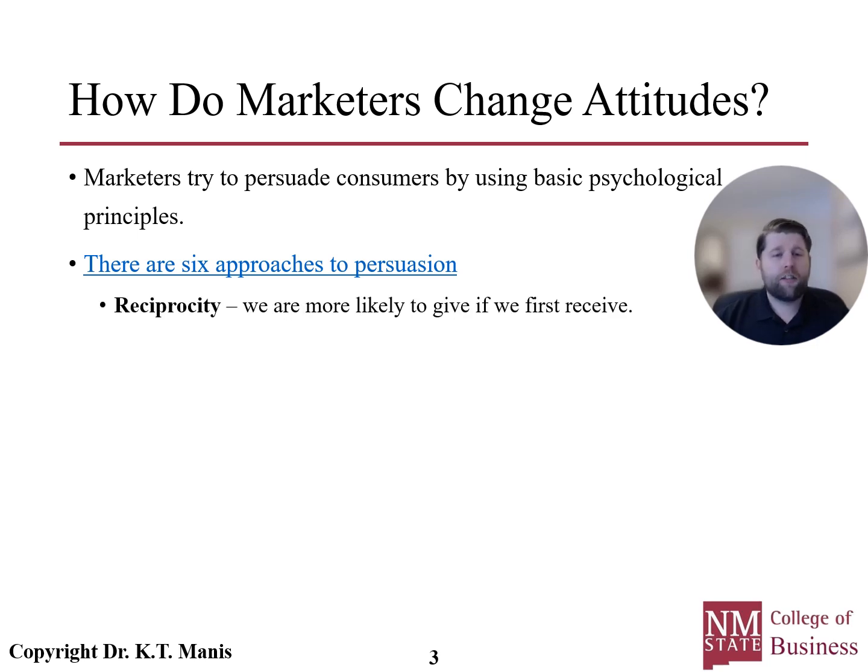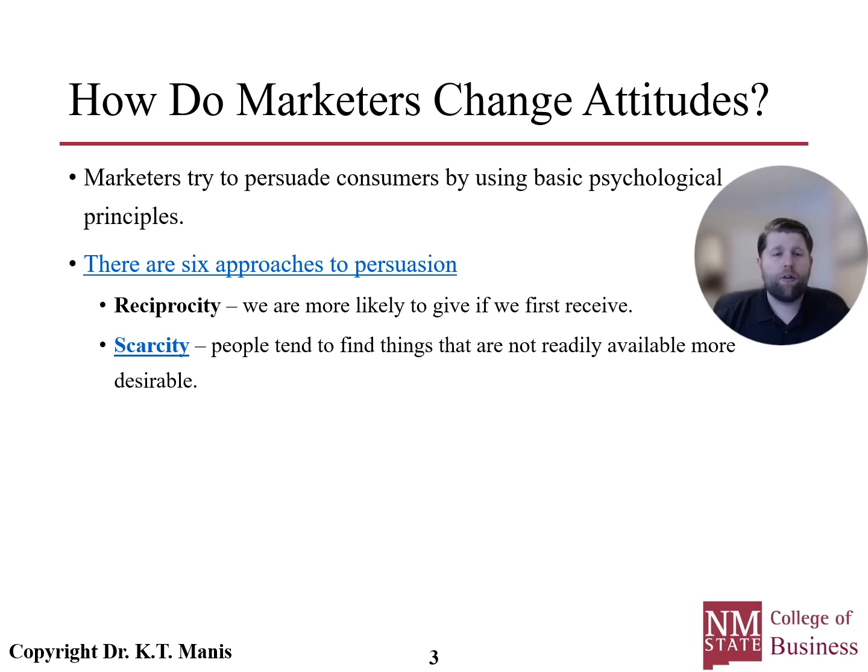The first is reciprocity, where consumers are more likely to give if they first receive. For example, companies will oftentimes give free samples to encourage consumers to purchase their products. We're also familiar with the freemium strategy used by most app developers, where they offer a free version that has ads associated with it, and a paid version which removes the ads and oftentimes includes some additional features.